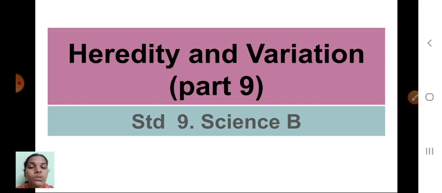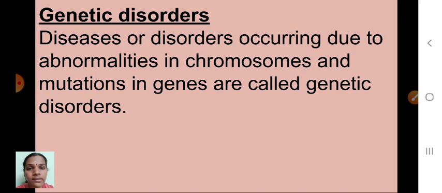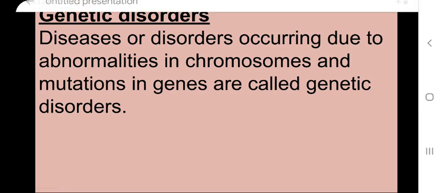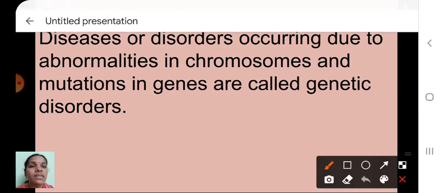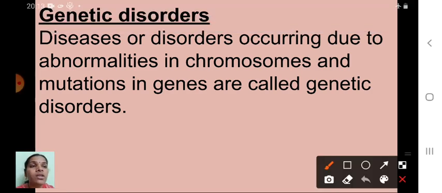Okay, children. Now I am going to teach genetic disorders. What is meant by genetic disorders? How is it occurring? And the next one is, what are the examples of these genetic disorders? All this we will see one by one. Are you ready, children? See here, genetic disorders. What is the definition here? Diseases or disorders occurring due to abnormalities in chromosomes.